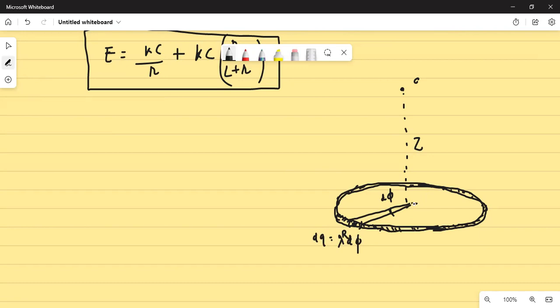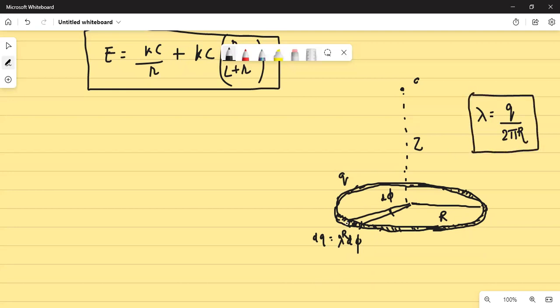Is that clear? Let's say this ring is of radius r, and let's say this distance is z, then this lambda can be written as net charge, let's say it is q, then it will be given by q upon 2 pi r. Is that clear? Now, if I want to find what is the electric field this ring exerts on this particular point, I'll place a charge q naught and find the force it exerts on this charge q naught. And let's say this is your phi, then let's say this is your theta. Okay, is that clear to you?